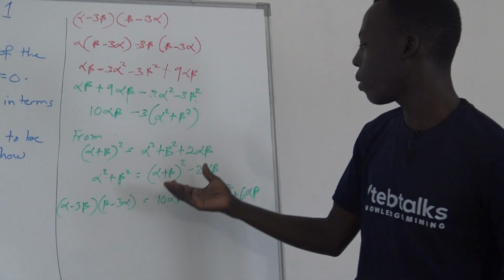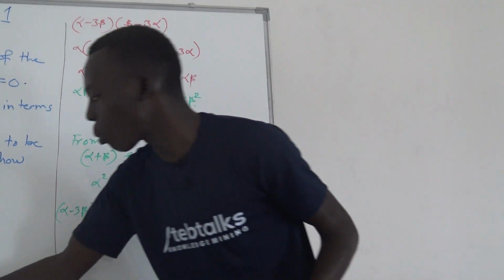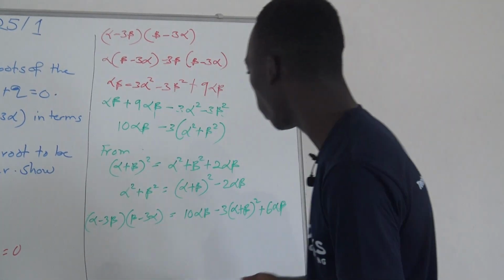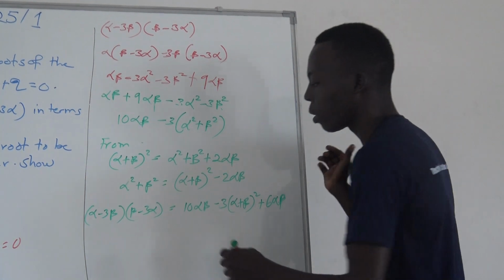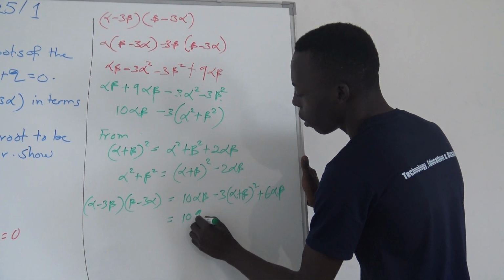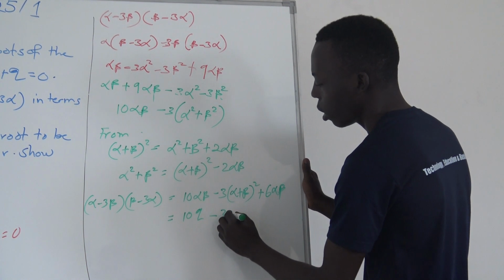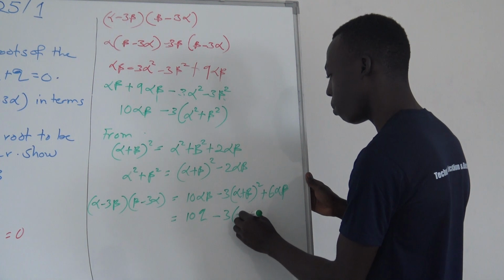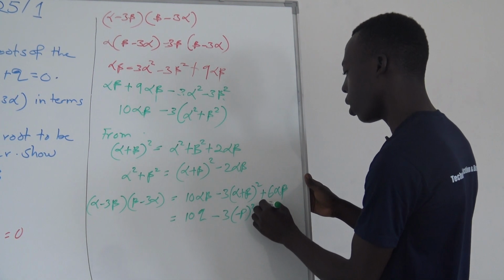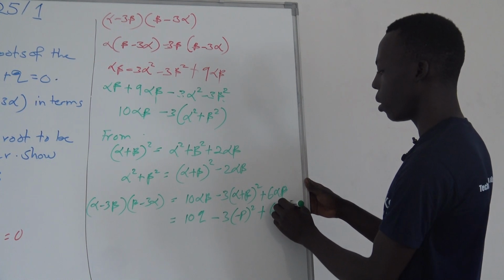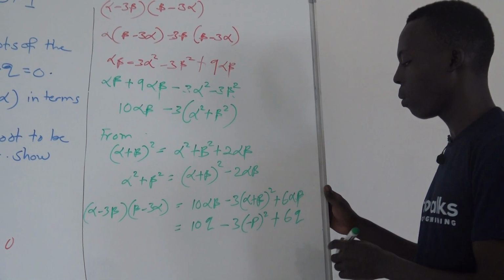So I think everything is now expressed in terms of what we had here, which is alpha plus beta and alpha beta. So we can come here and substitute. This one becomes 10q minus 3 into the value of alpha plus beta, which is negative p, but squared. Then plus 6 is the value of alpha beta, which is q.